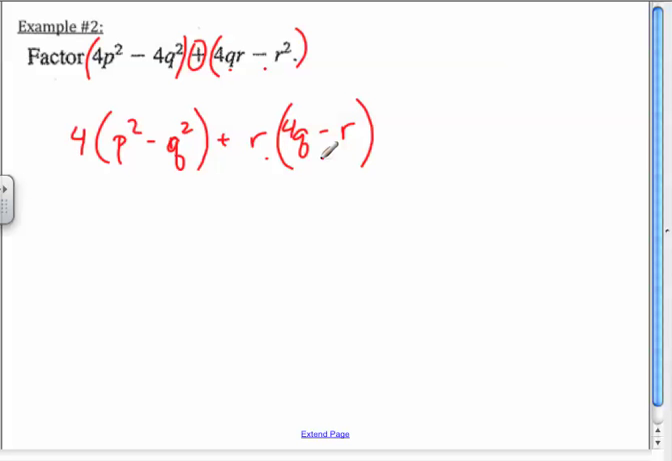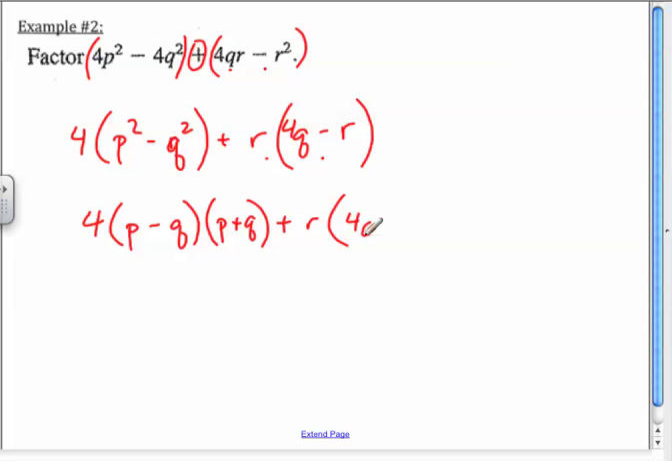That's it. I could factor this into p minus q times p plus q, right? Plus r times 4q minus r. Okay, but then that doesn't get me anywhere, because I've got r's over on the right and I've just got p's and q's on the left.